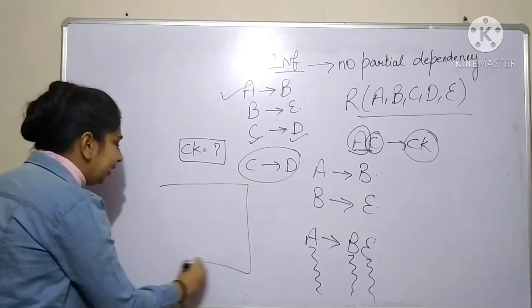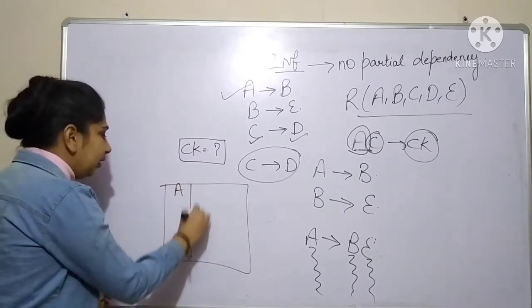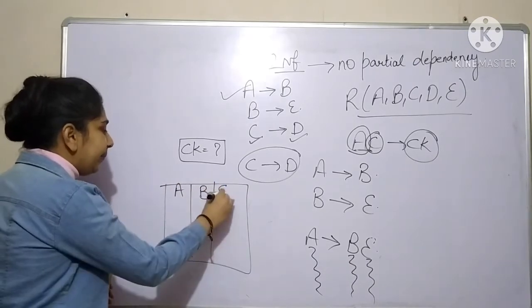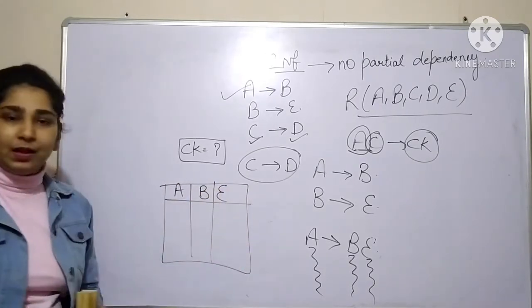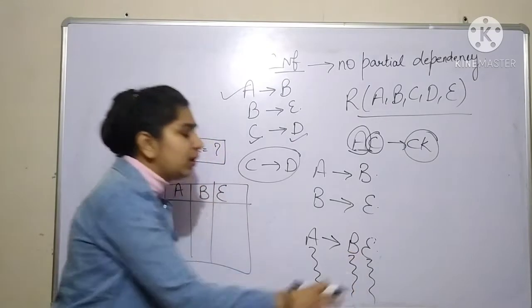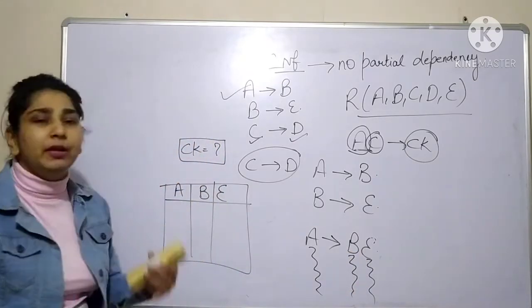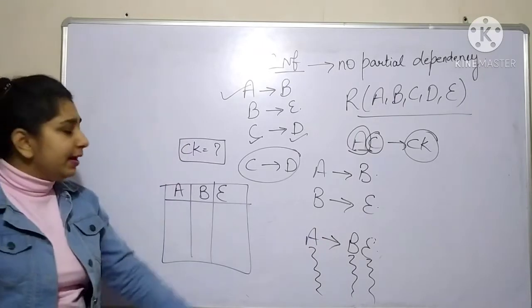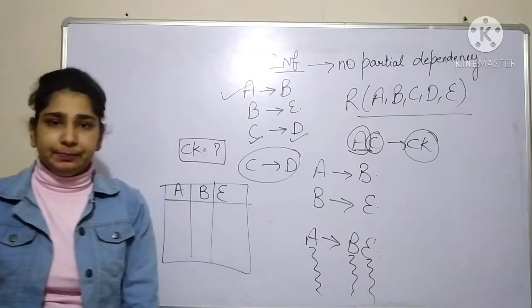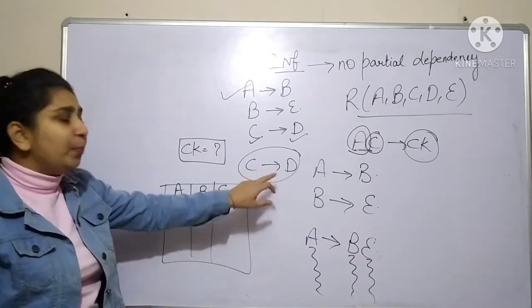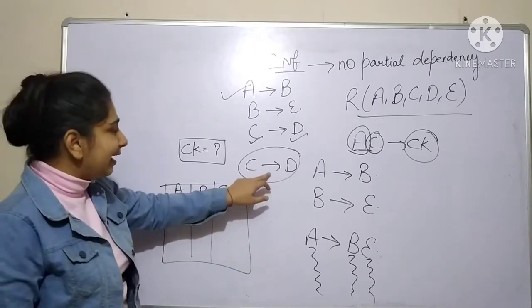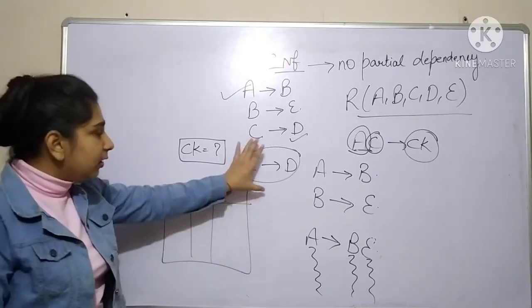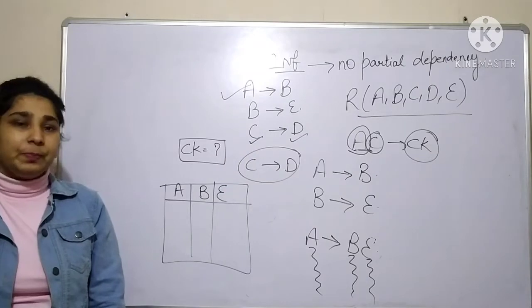So what we will be doing? We will be making one separate table for attributes A, B and E. Okay, there is a redundancy, a lot of duplicated data is there. So we will be making one separate table for A, B and E. And the second duplicacy we find is actually here. There is a lot of redundancy present.